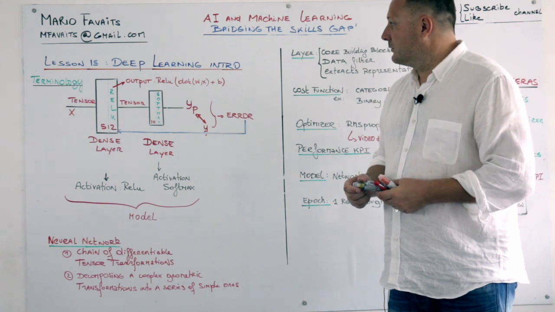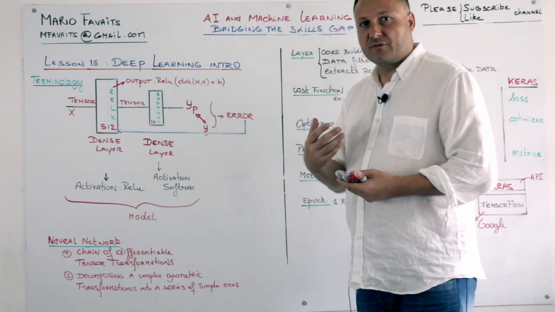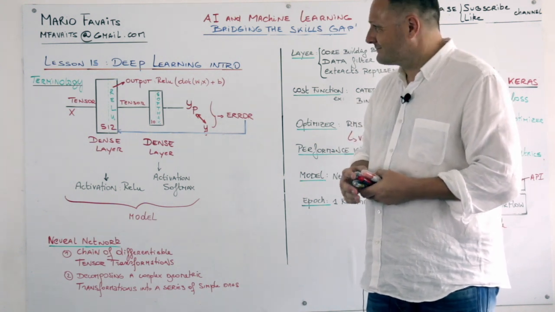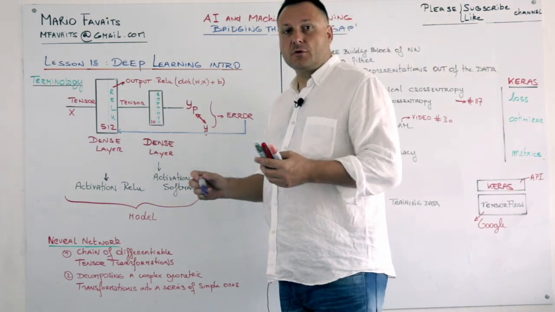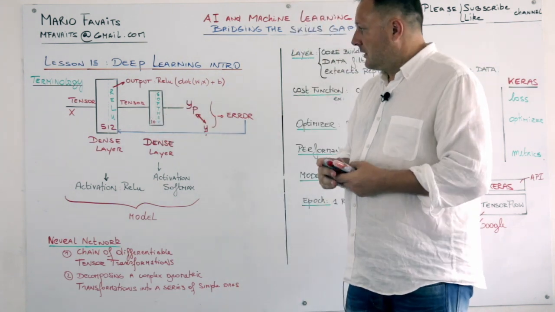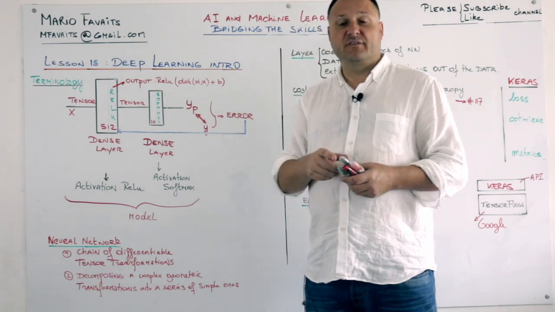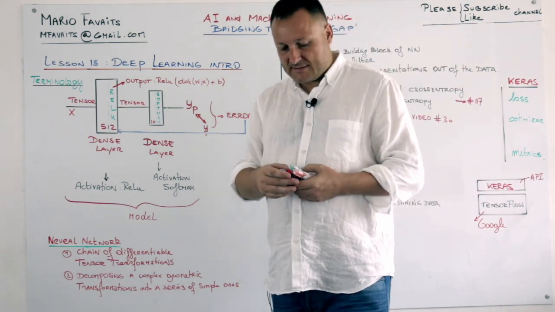Alright, let's continue with the introduction on deep learning, and let's go through some of the definitions and concepts and terminology. So here I have drawn a neural network with two layers. These layers we call dense layers. A layer is the building block of a neural network. Why do we call them dense layers?